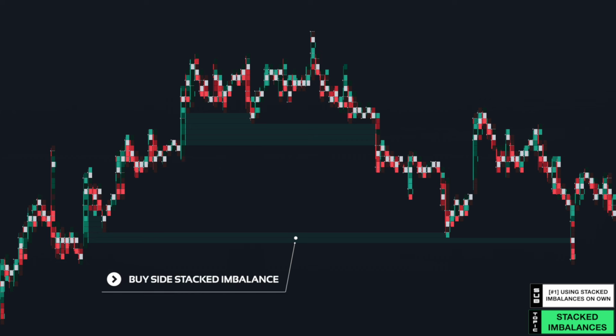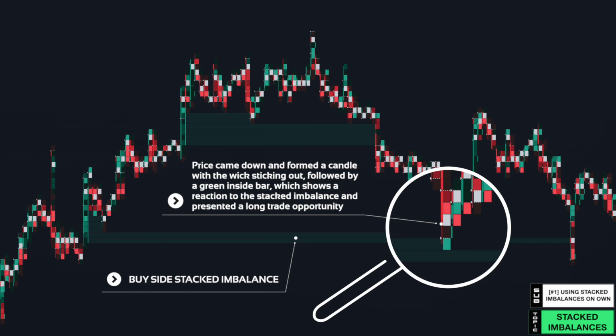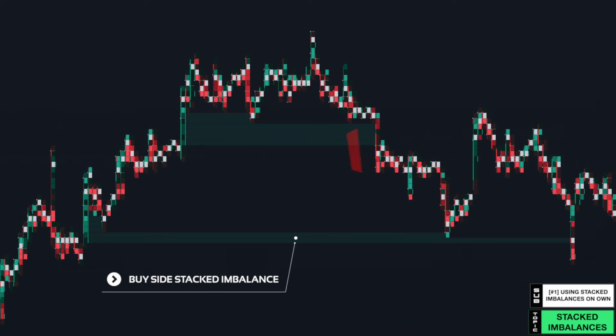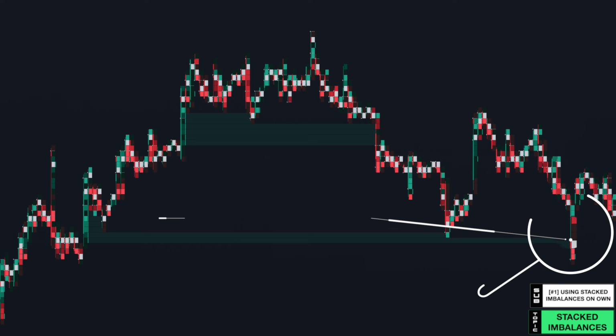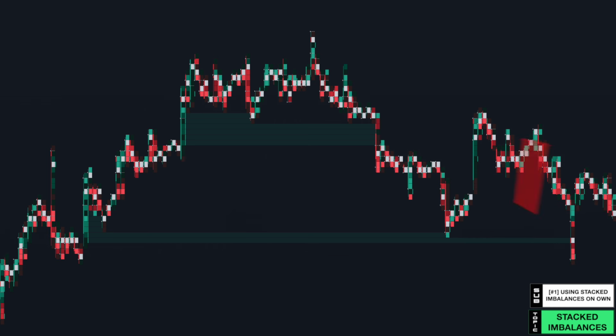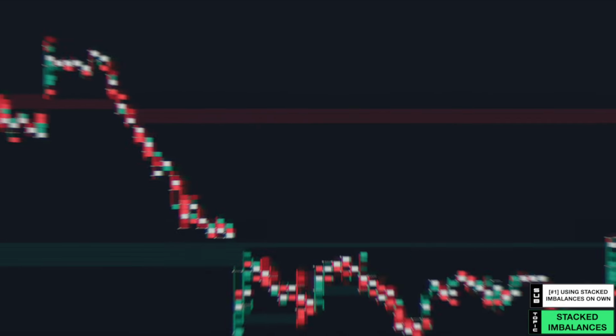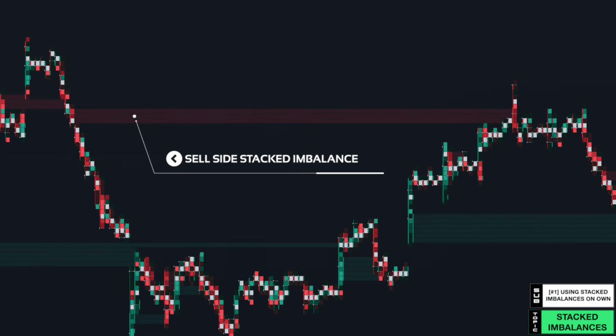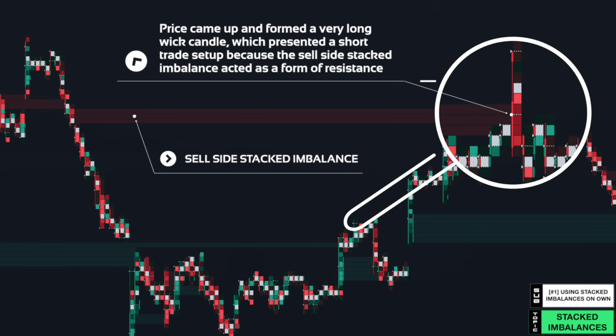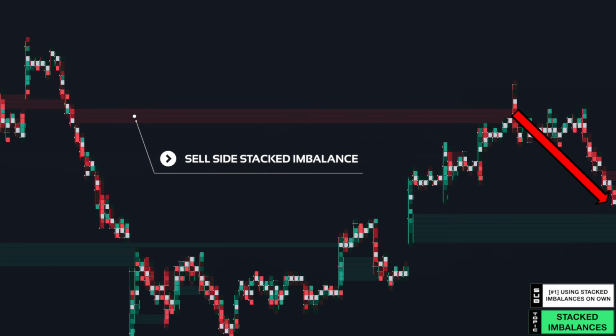Price came down and formed a candle with the wick sticking out, followed by a green inside bar, which shows a reaction to the stacked imbalance and presented a long trade opportunity. Price comes down, forms a very long wick candle at the stacked imbalance, presenting another long trade opportunity. Going in the opposite direction. Here is your sell side stacked imbalance. Price came up and formed a very long wick candle, which presented a short trade setup because the sell side stacked imbalance acts as a form of resistance before price reversed downwards.